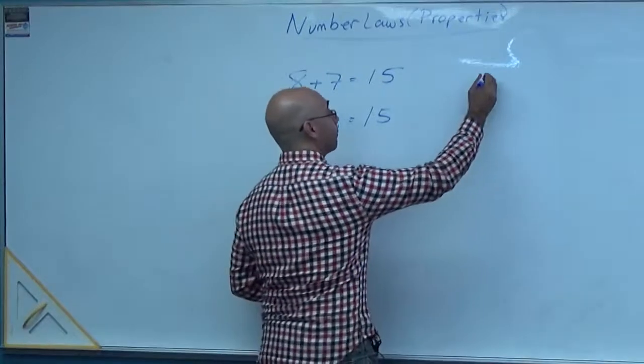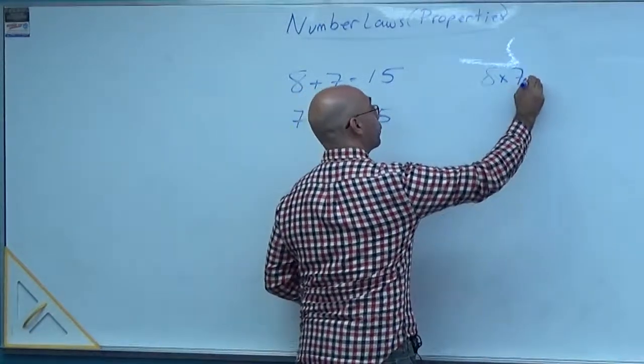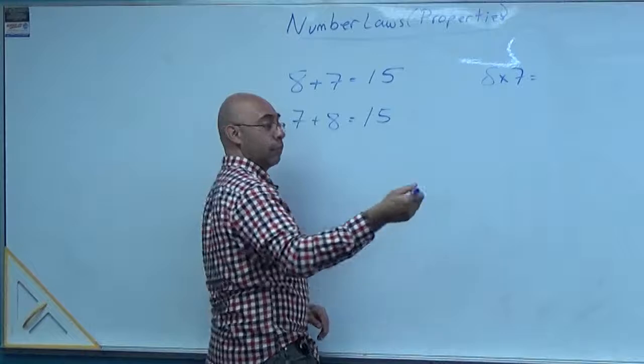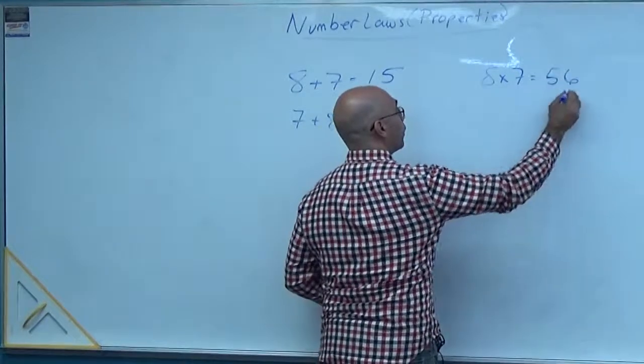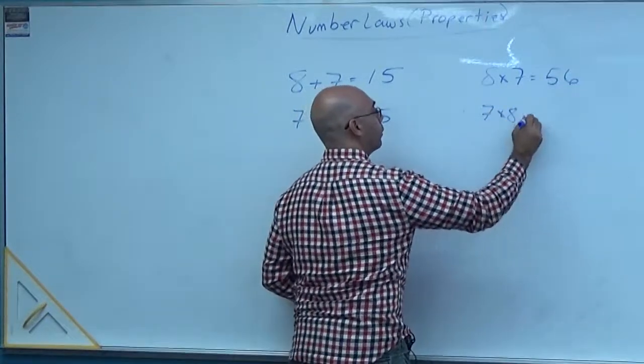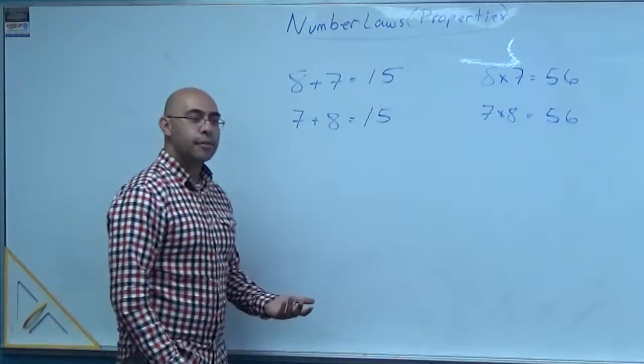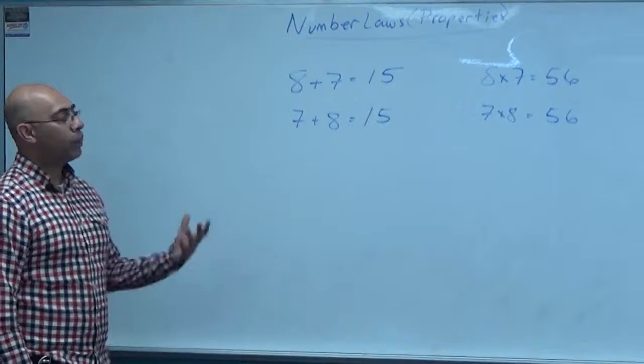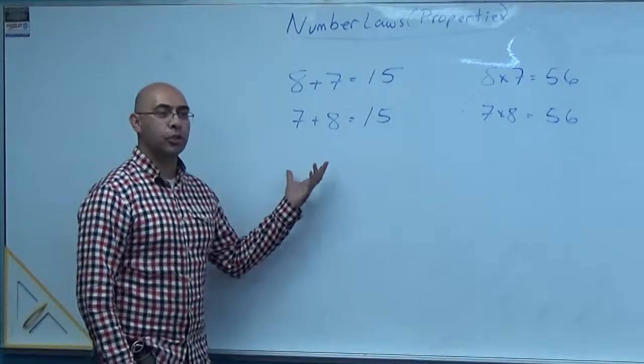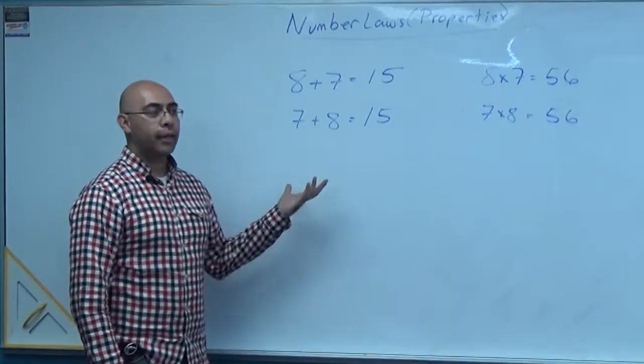What if I have this? 8 times 7. What do you get? 56. What if I did 7 times 8? What do you get? 56. Ooh, 56. The same answer. So what does that tell you? If you're adding a bunch of numbers, what can you say?